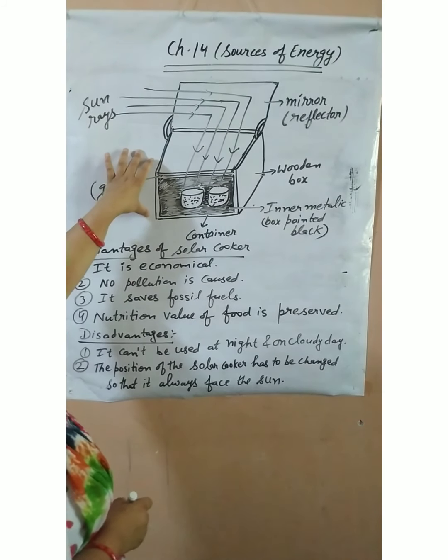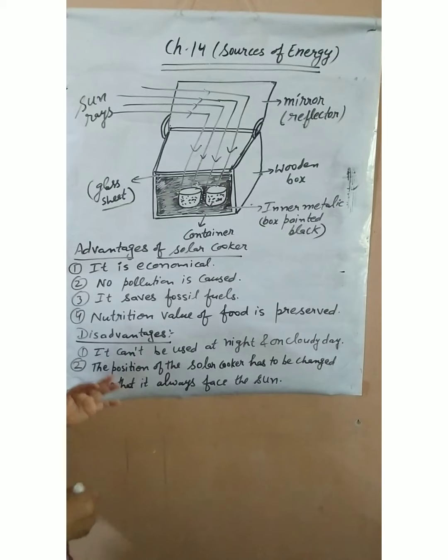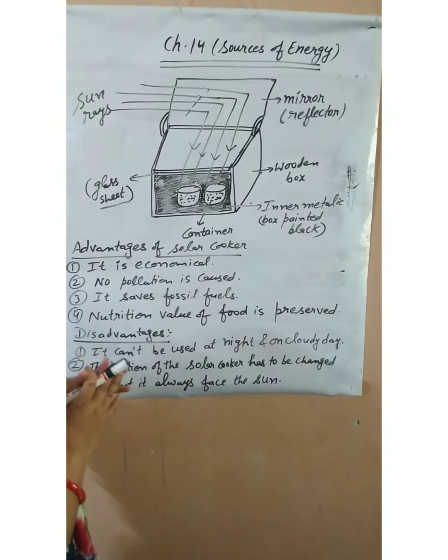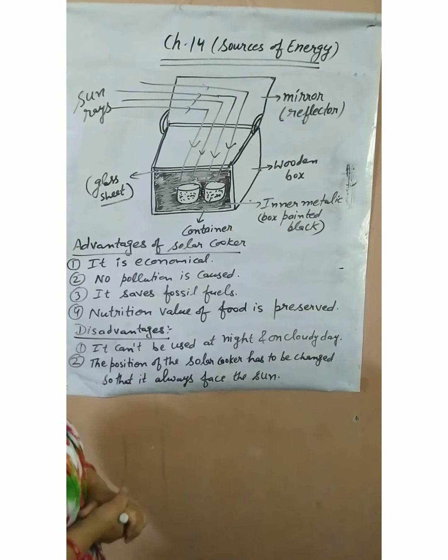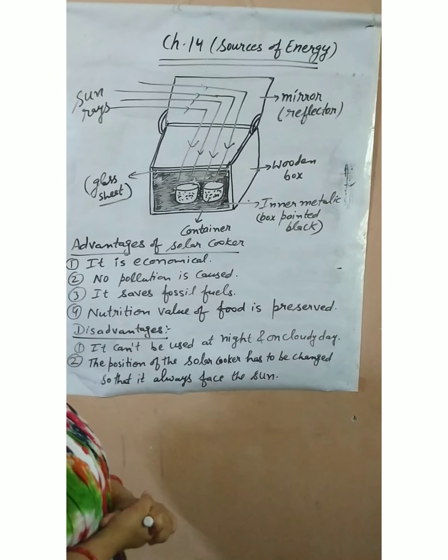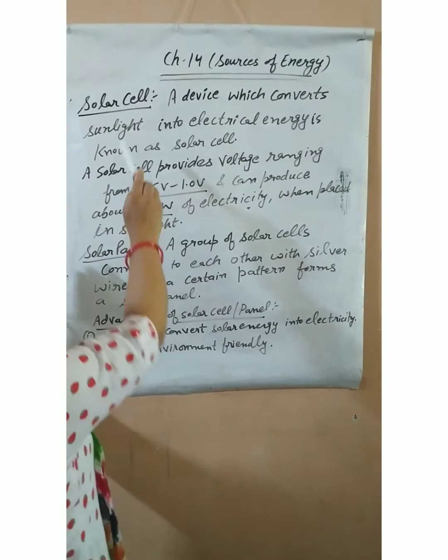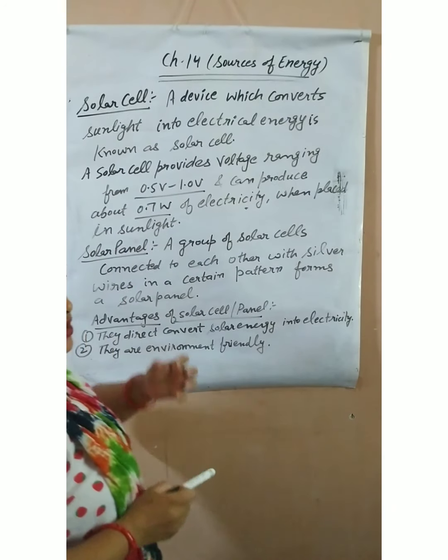Otherwise, the solar cooker is used in remote areas or anywhere where sunlight is present in abundance, and it is used to cook the food. So this is all about the solar cooker. Let's do the next one, that is solar cell. Why do we need a solar cell?